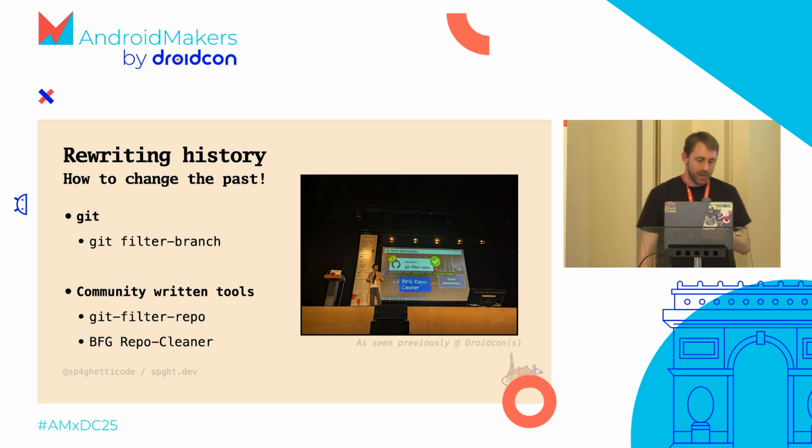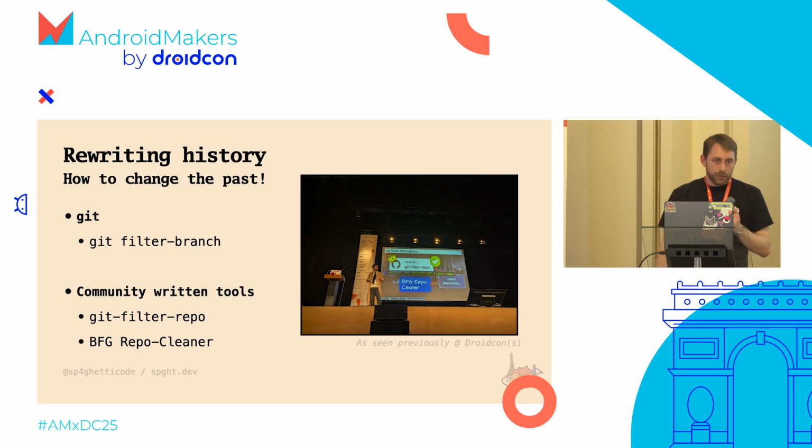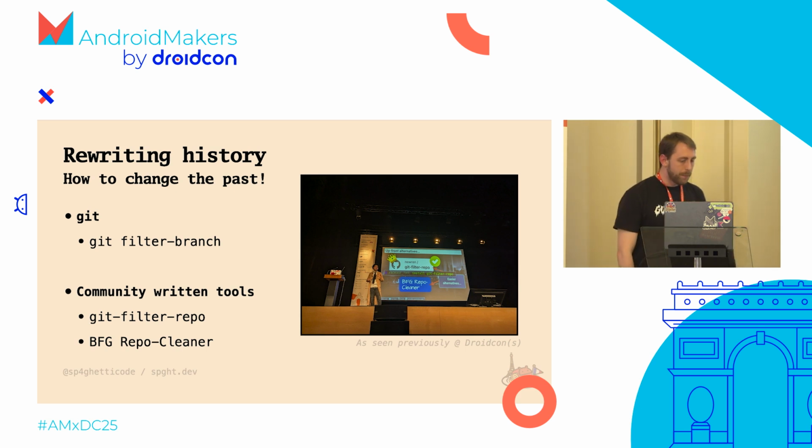You can use git filter-branch. There's a very good talk on git filter-branch by my friend Ben, who is sat at the front here. You may have seen it at previous DroidCons. Git filter-branch is one option. There are also community written tools: git filter-repo and BFG.